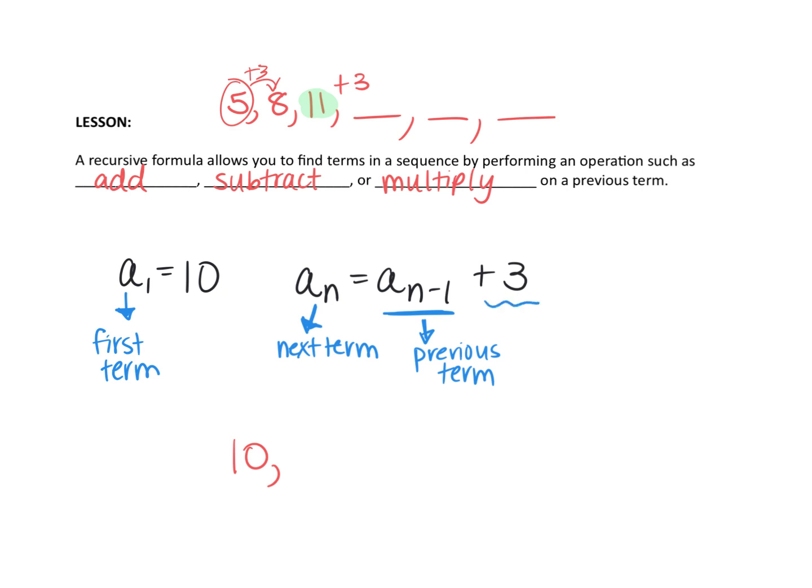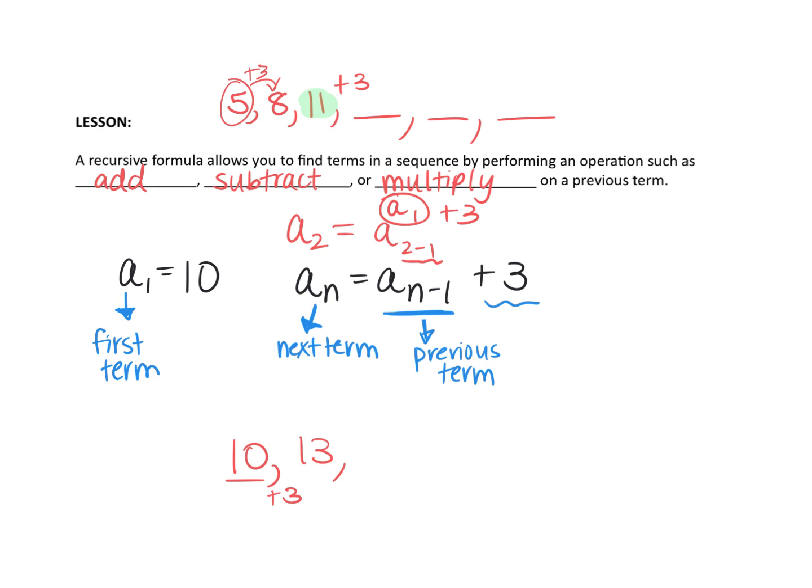I'll try to show it to you in pink above it. So if I'm trying to find the second term, I'm going to plug a 2 in where that n is. Now look what it says. If I work this out, 2 minus 1, that's really 1. So it says, hey, you're going to take whatever the first term is, add 3 to it. So if my first term was 10 and I add 3 to it, I'm going to get 13.